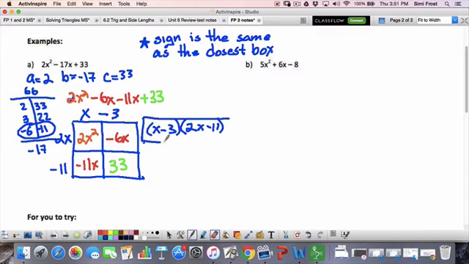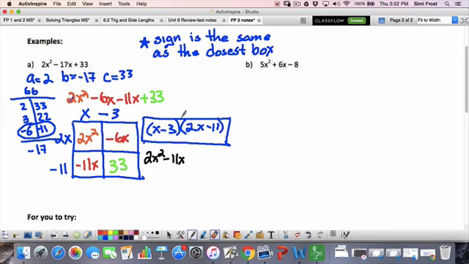All right, so this is our answer. I'm going to go ahead and use the FOIL method to multiply it back together to make sure I have the right answer. So front would be 2x times x, just 2x squared. That's the front. And then I'm going to do my outer two terms. So x times a negative 11 gives me negative 11x.